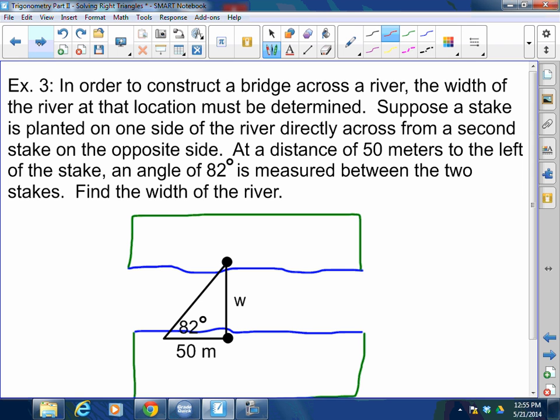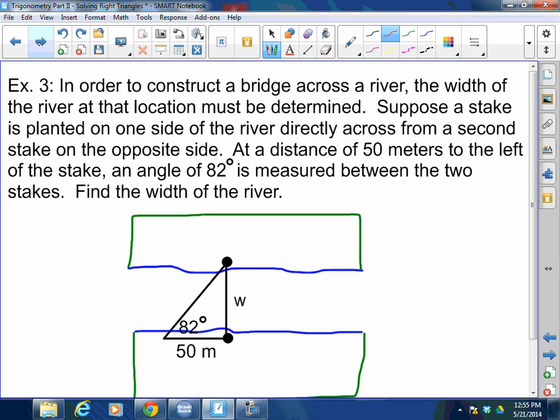I know it's not a super awesome drawing, but I do the best I can, guys. At least I make my own notes, right? Okay. By the way, as Mickey Mouse as this looks, this is legit, man. This is how people find distances across rivers that you cannot otherwise measure.